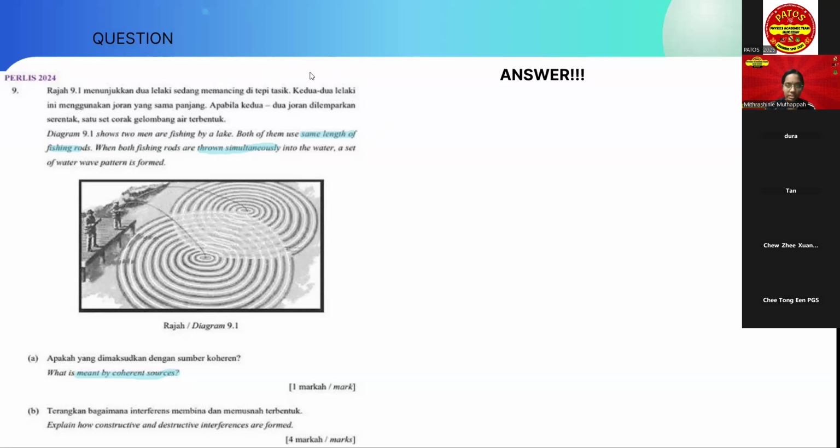Okay, we have one answer from Chu Zi Xuan: sources that produce waves that have same frequency, wavelength. So just now I said that we have to mention the word same three times. We can't only mention it once. So if you're going to give your answer, you have to state same frequency, same wavelength, and you also left out one term, which is same phase difference. Okay, thank you for trying. Anyone else want to give your answer? Okay, it's all right. Let's look at our answer now.